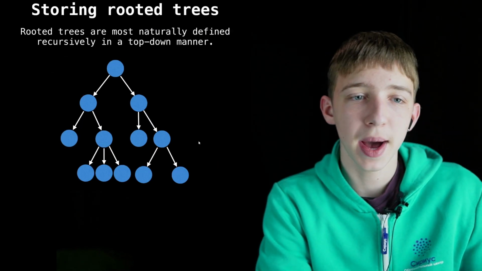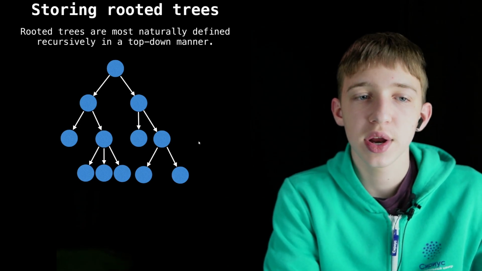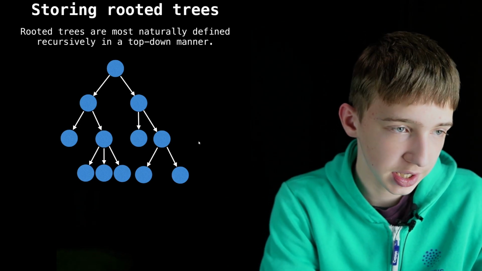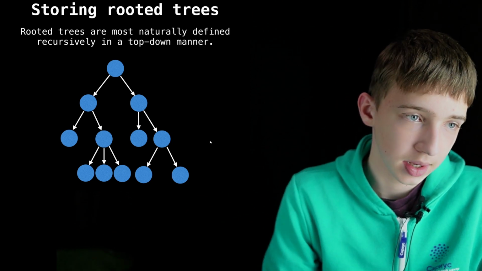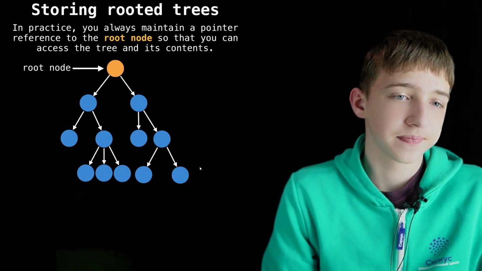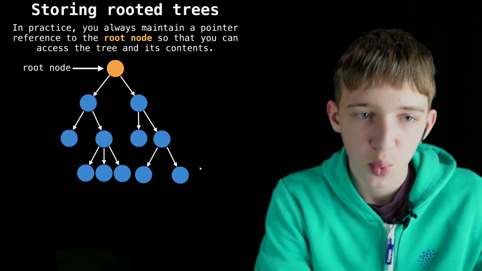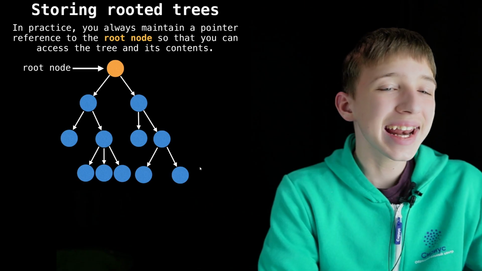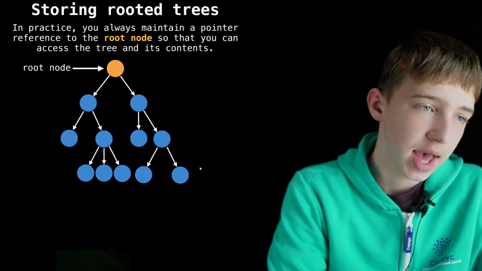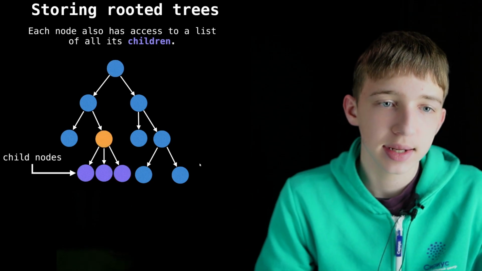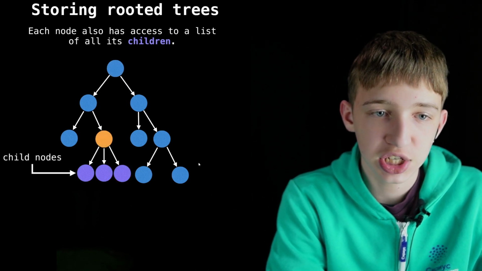Yeah, and now let's talk about how to store these rooted trees. They are naturally defined recursively in a top-down manner. In practice, we always maintain a pointer reference to the root node, so we can access the tree and its contents, and each node has access to the list of its children.